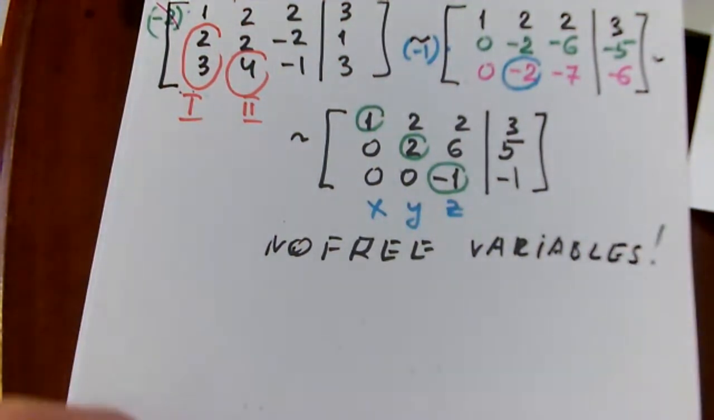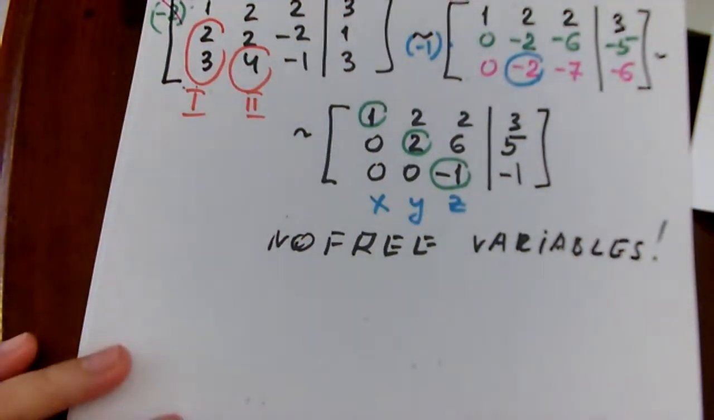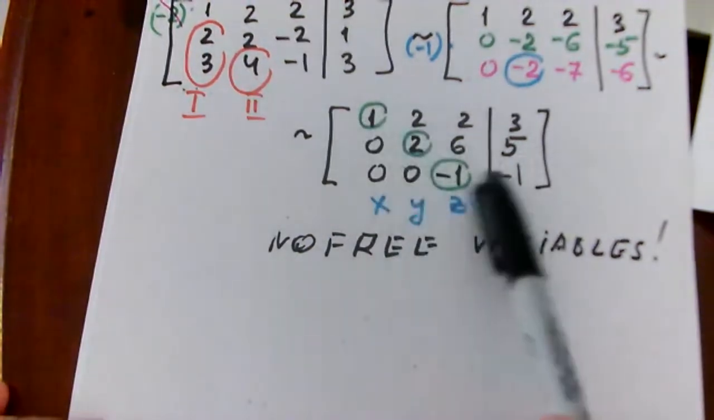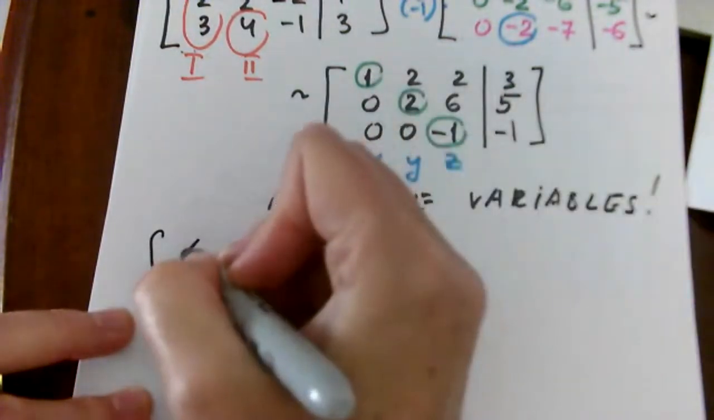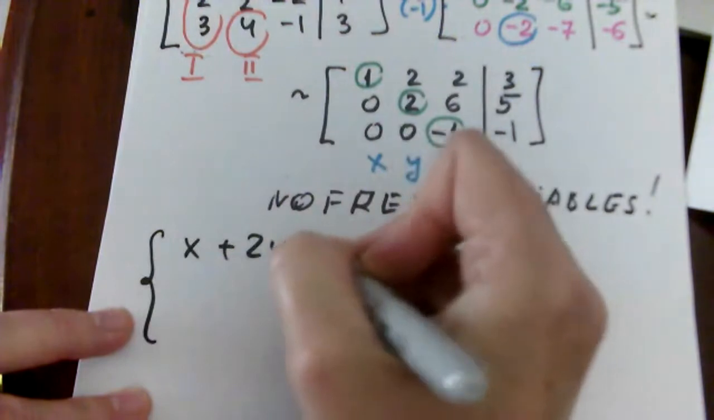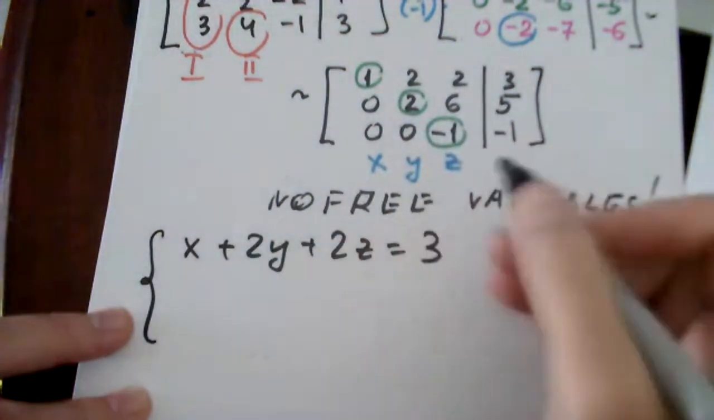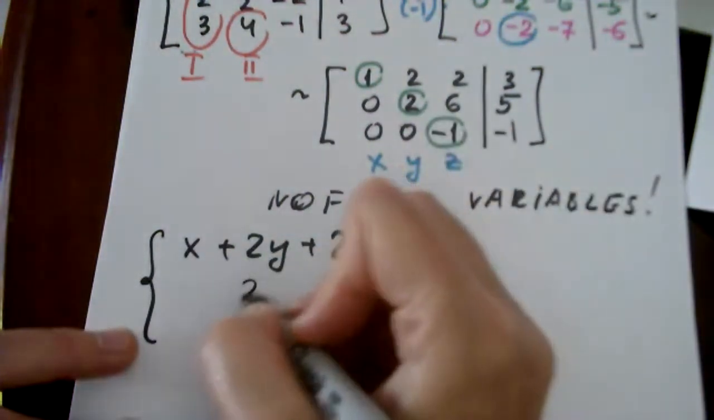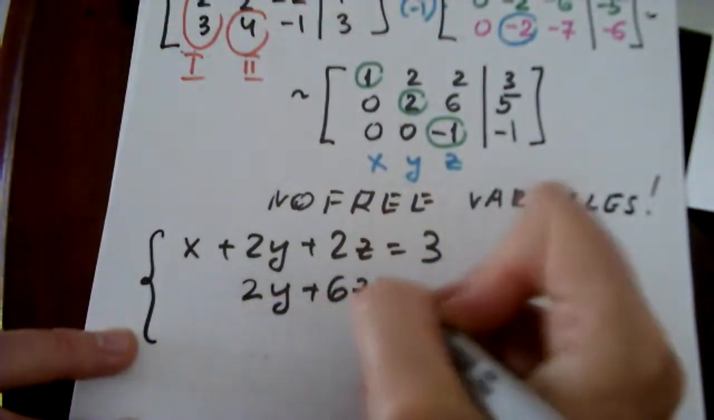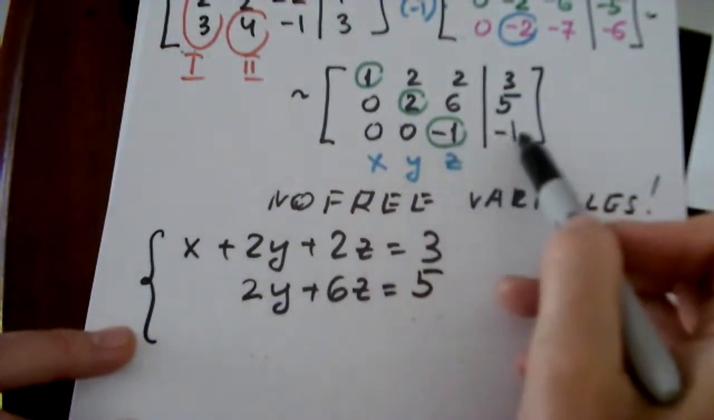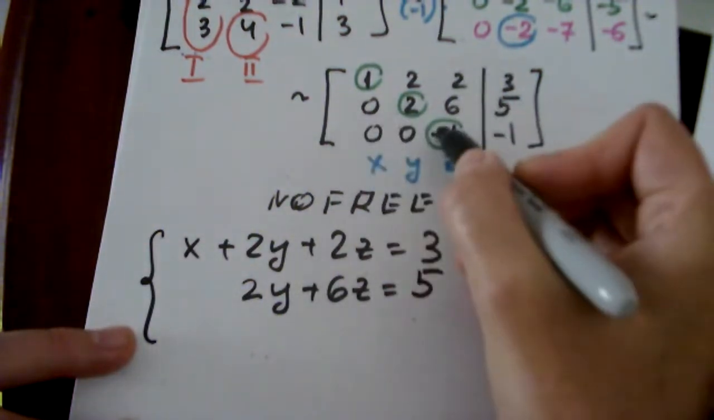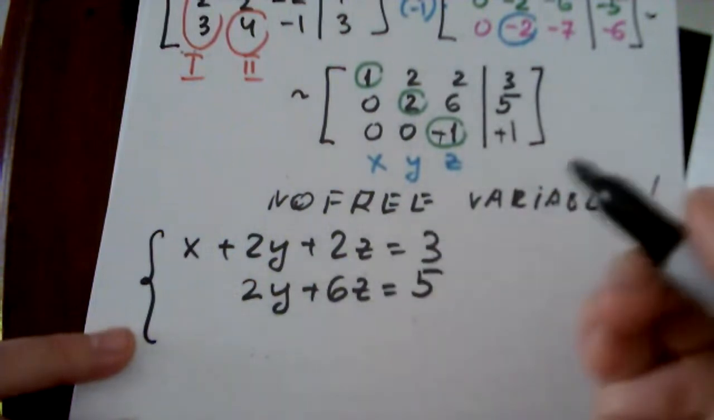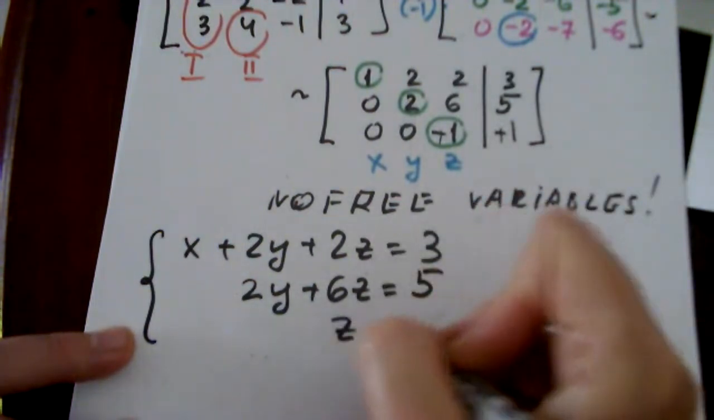What should we do next? We should just go to the next step. The next step was about getting back to the system of equations. So instead of rows, we are now going to write equations again. The first row corresponds to the equation x plus 2y plus 2z is equal to 3. The second row corresponds to the equation 2y plus 6z is equal to 5. And finally, it would be a nice idea to multiply the third row by minus 1. Let's do it here, so it will look much better. So it will be z is equal to 1.